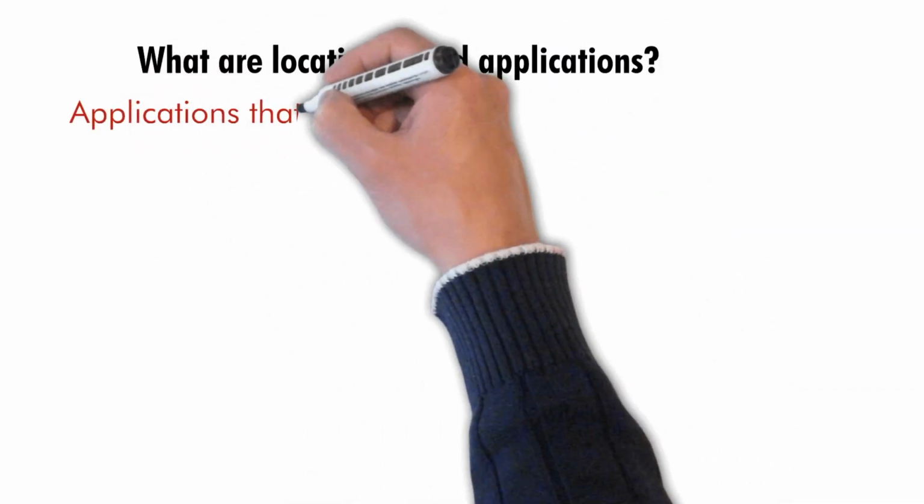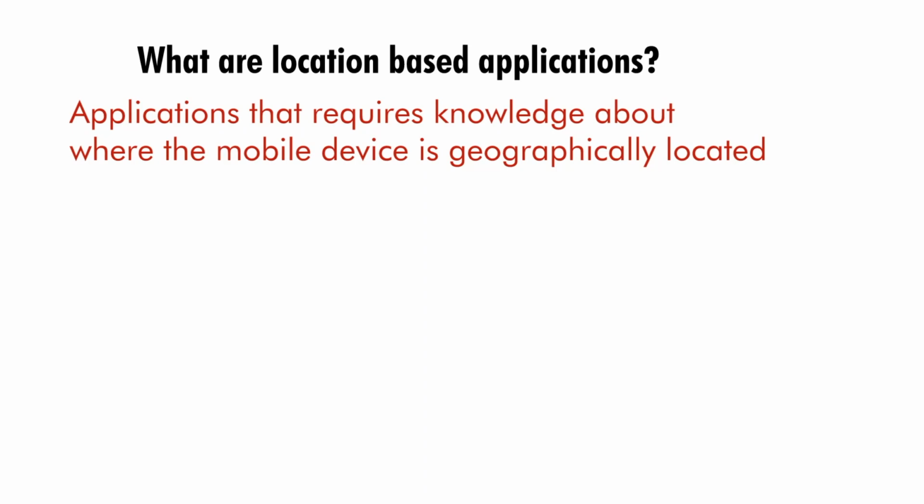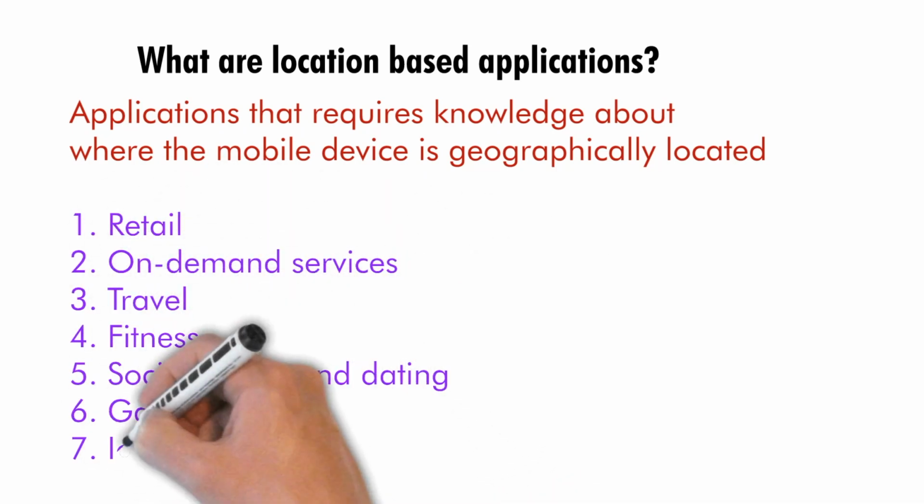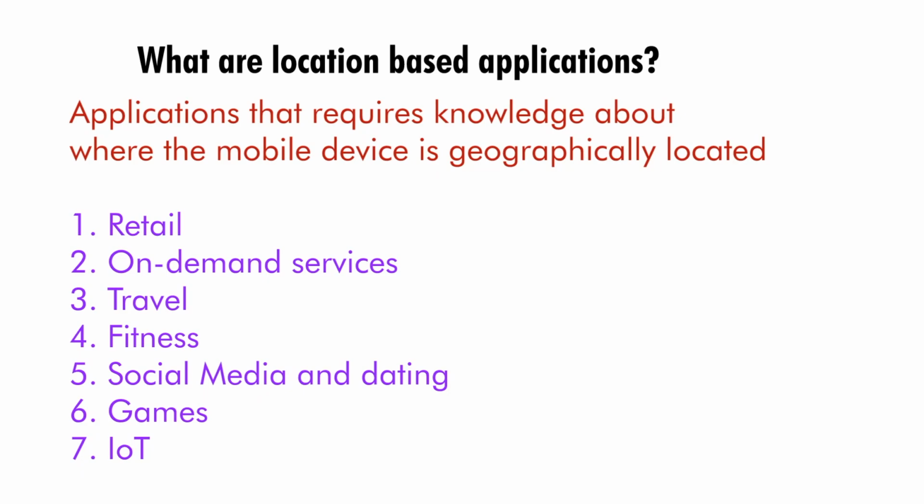What are location-based applications? A location-based service is a software service for mobile device applications that requires knowledge about where your mobile device is geographically located. The application collects geodata, which is gathered in real time using one or more location tracking technologies. In today's world, there are so many applications, or every other application is using location-based service.